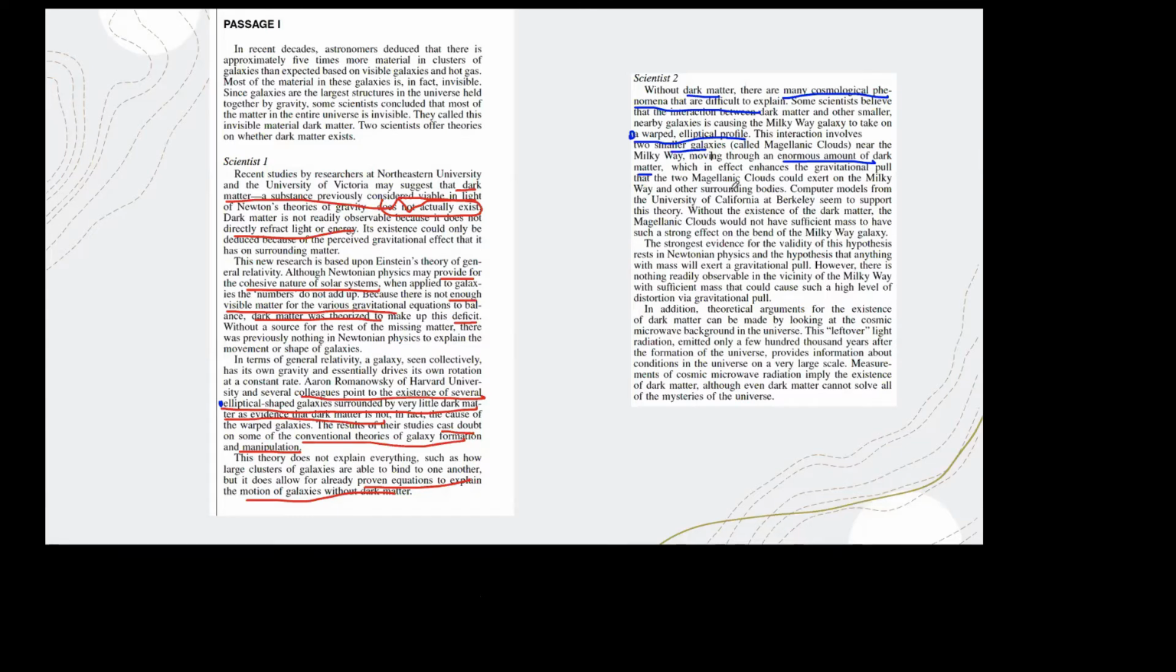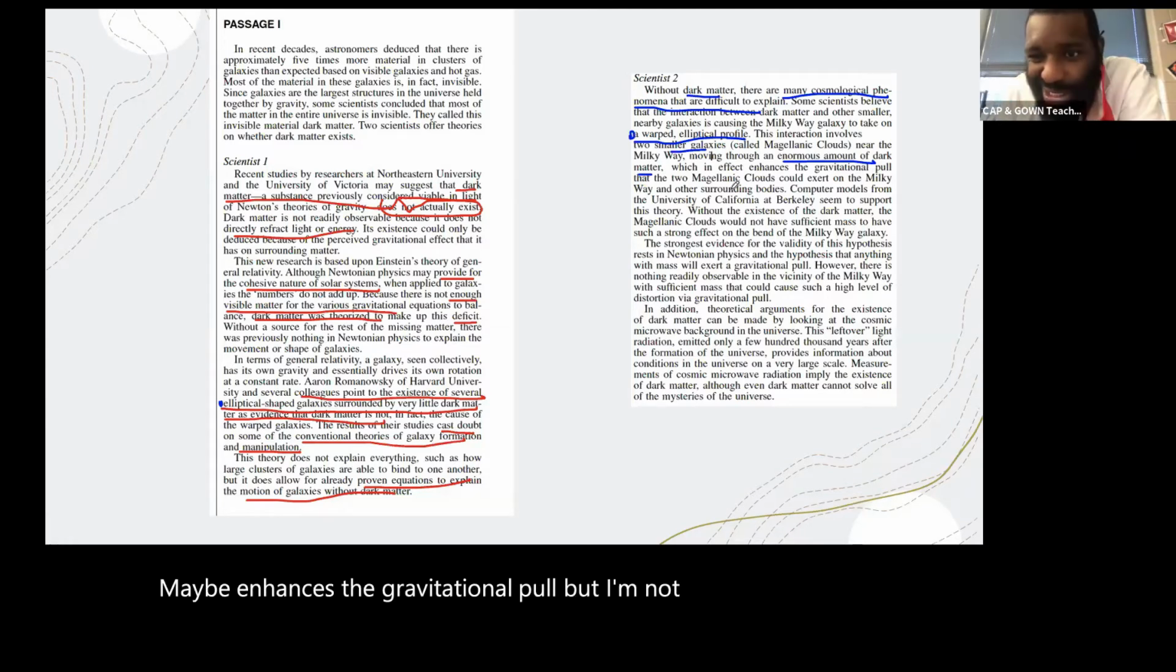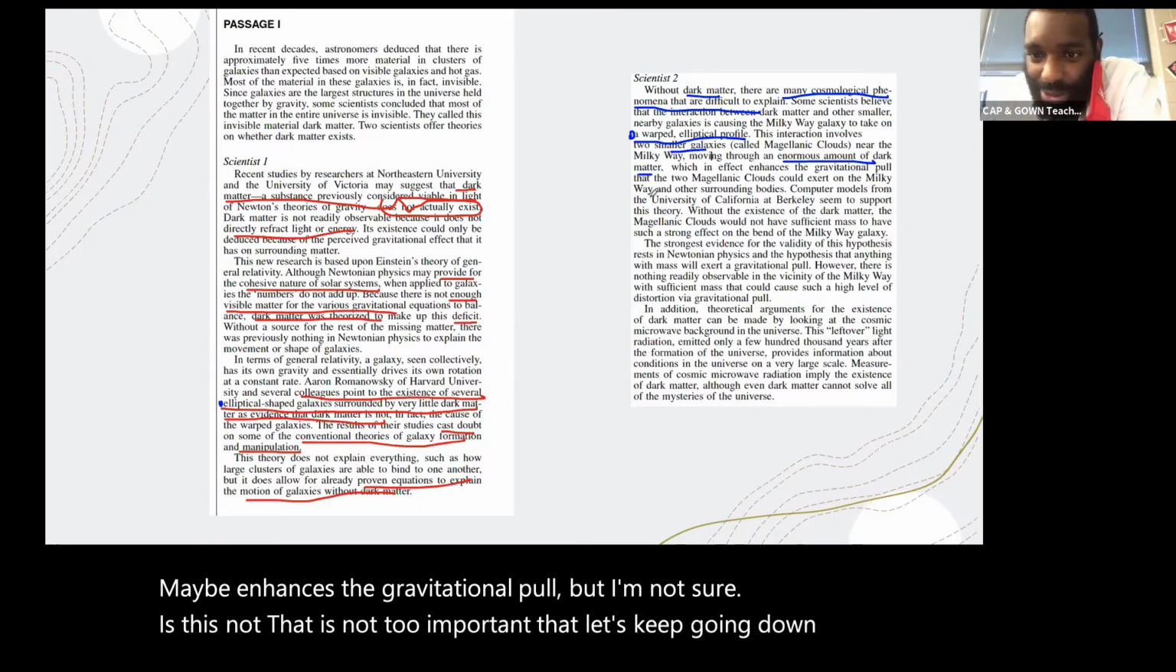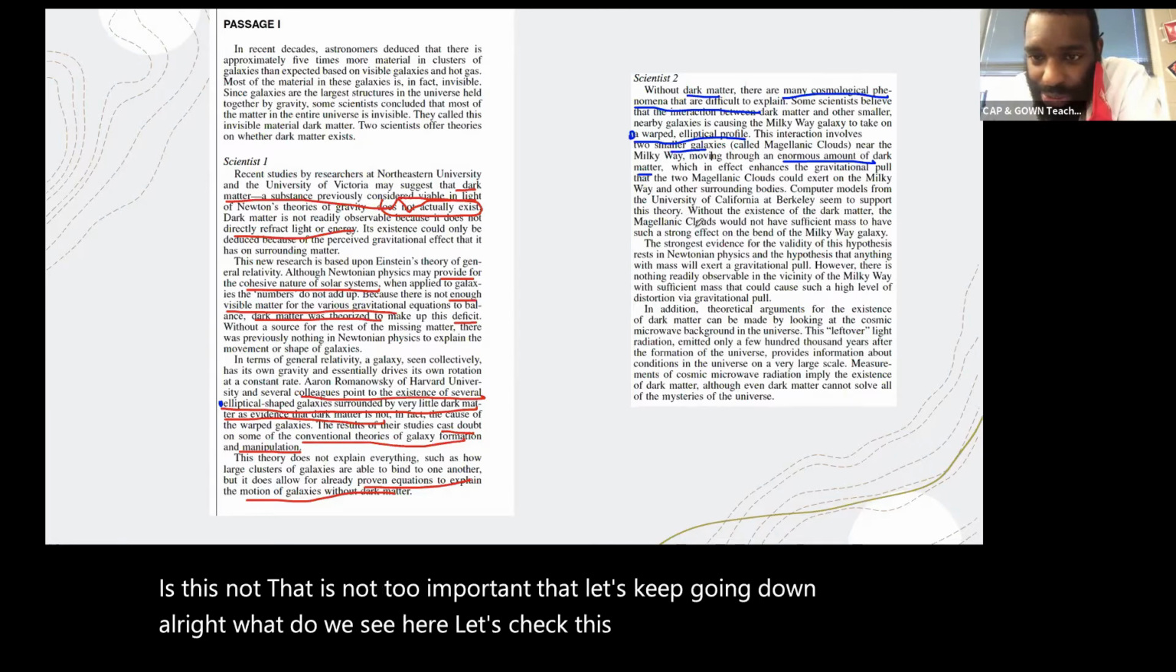Maybe enhances the gravitational pull, but I'm not sure. All right, that's not too important right there. Let's keep going down. What do we see here? Let's check this out. What do we see down in this region here?